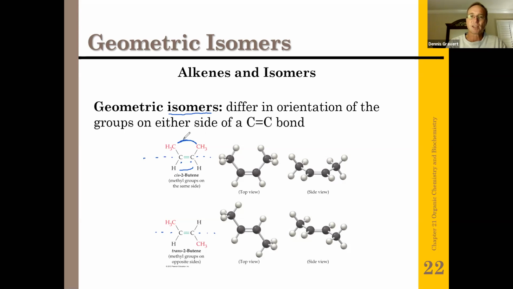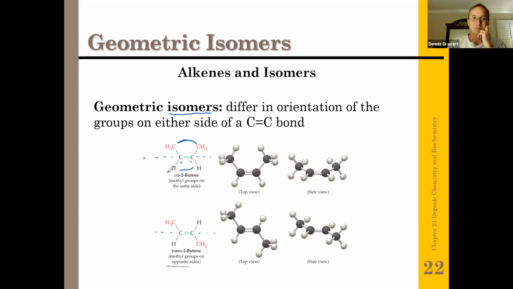It's not a constitutional isomer. It's still 4 carbons in a row. No, it's because the double bond locks the shape in place. It doesn't allow it to spin. Now it matters. Hydrogens together, hydrogens apart. And so we need a new name, a new prefix to tell the difference between these 2 molecules.